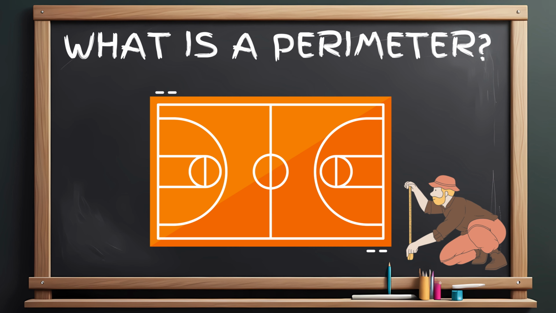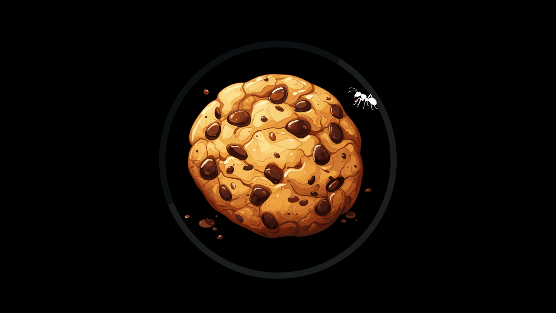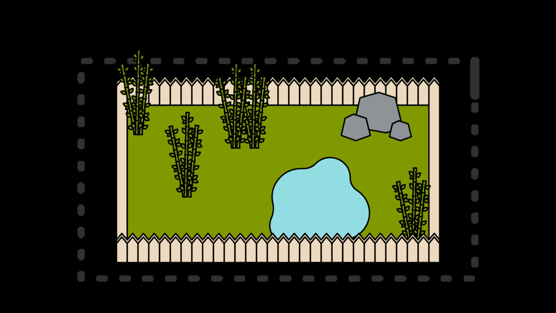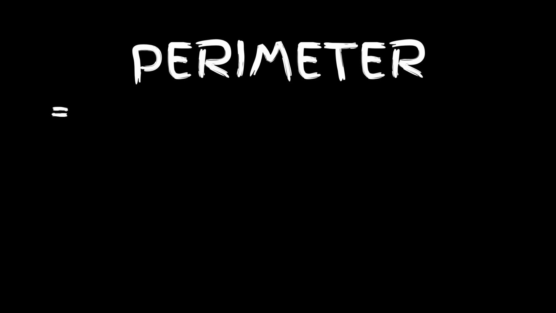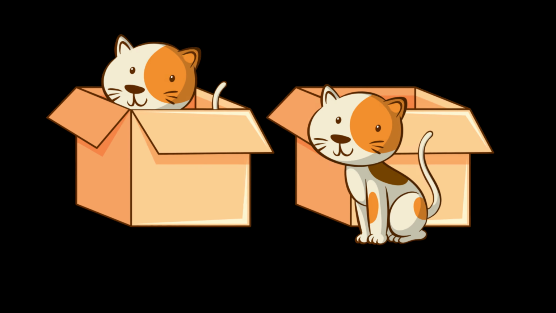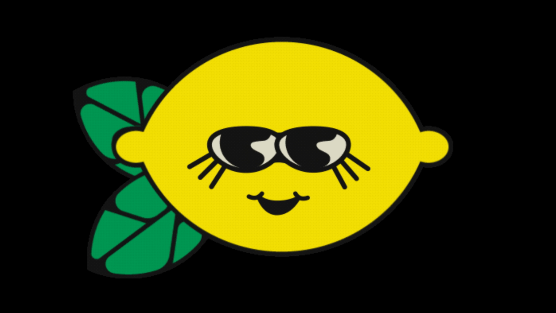Alright, so what is a perimeter? Perimeter means the distance all the way around a shape. That's it. Imagine an ant walking around the edge of a cookie. The path the ant walks is the perimeter. Or imagine putting a fence around a yard. The fence goes around the outside. That outside distance is called the perimeter. Therefore, the perimeter is the distance around a shape. So remember, inside equals not perimeter. Outside equals perimeter. Easy peasy lemon squeezy, right?